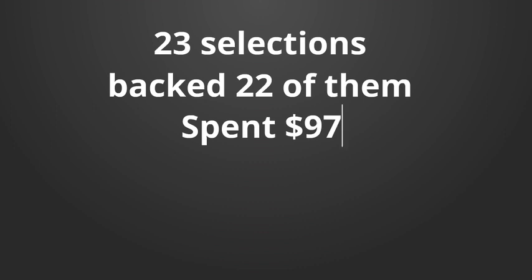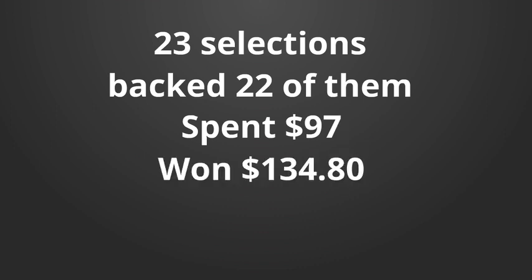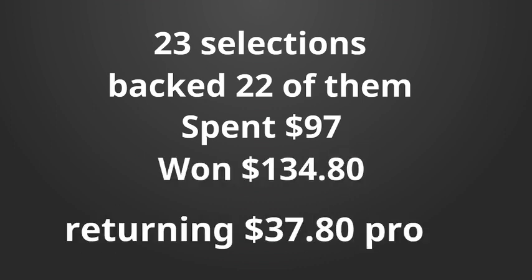So we had 23 selections and backed 22 of them because we skipped that one that was under the $3 minimum for our system to be profitable. And remember, if your strike rate is lower than ours, you'll need to be at higher odds to cover your losses than what we do, so you must track your bets to work that out to be profitable for this system or any to work. So we spent $97 and won $134.80, returning $37.80 profit.